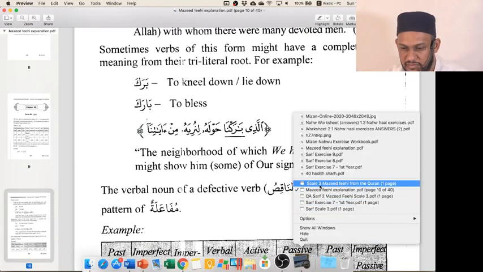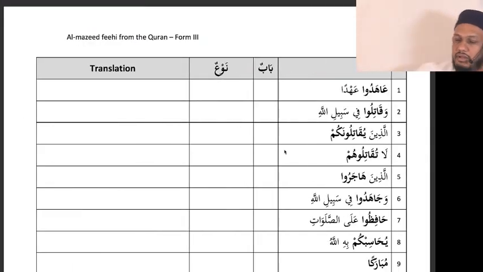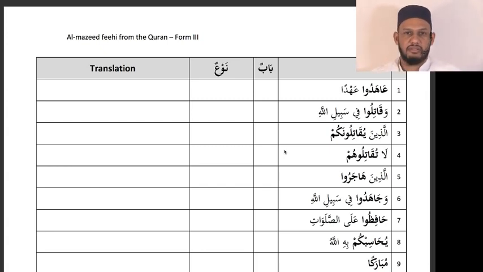So let's go back to this one here. Ahadu. Ahdan. Ahadu means what? They promised, they contracted, they pledged. Ahdan, a promise. They promised a promise. Okay. Number 2. وَقَاتِلُوا فِي سَبِيلِ اللَّهِ. We know the bab is number 3. What is this? قَاتِلُوا. The what of the third bab?